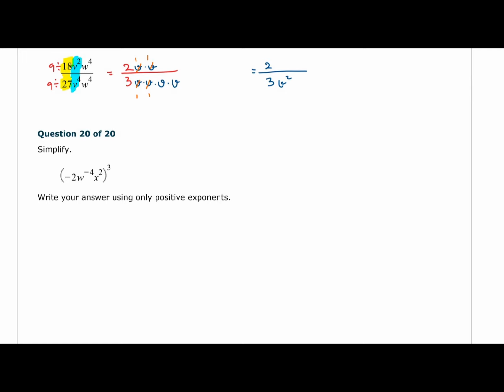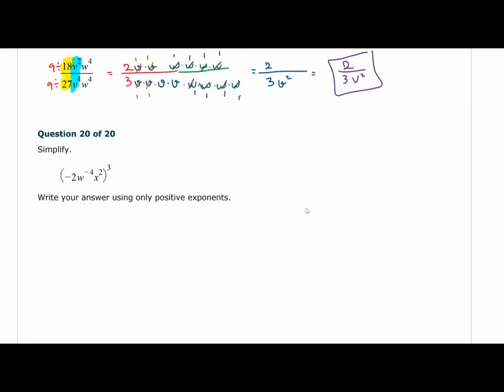Then we look at w. w to the 4 power is w times w times w times w, 4 times. And down here is also w to the 4. So you have 4 w's. So we can reduce them. w and w divide out, 1, 1, 1, 1, 1, 1. So they all basically cancel out. Leave you 1 left. 1 times 2 is 2, and 1 times 3b squared is 3b squared. So our final answer is 2 over 3b squared, like this. That's it.